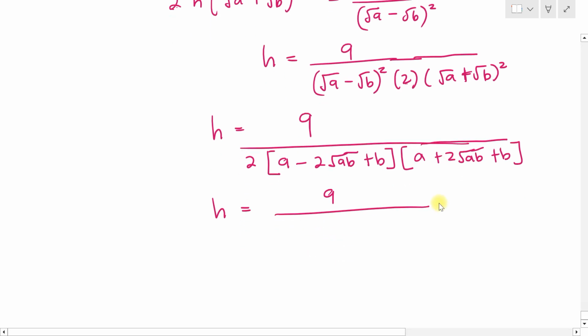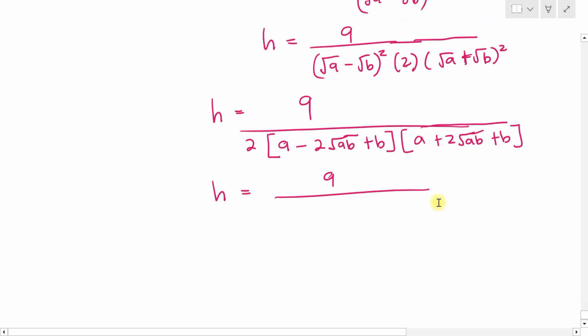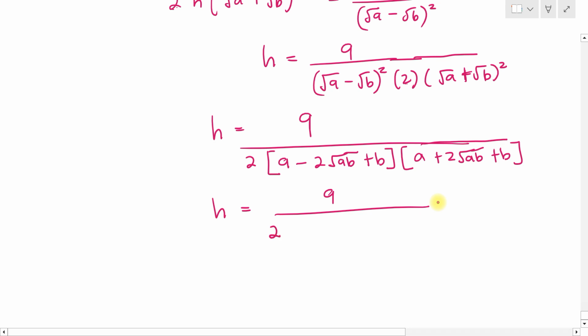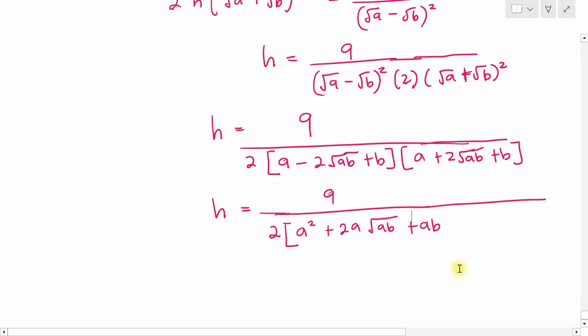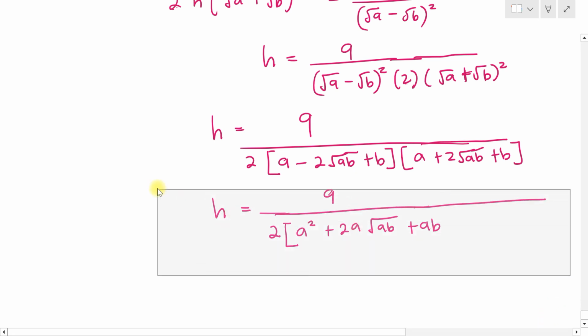We need to multiply again. Oh my god, there's no other way. Okay, the 2, let it be here. a times a is a squared, plus 2a surd ab, plus ab. Should it be any other way, simpler way? Tak apalah, saya buat dululah.